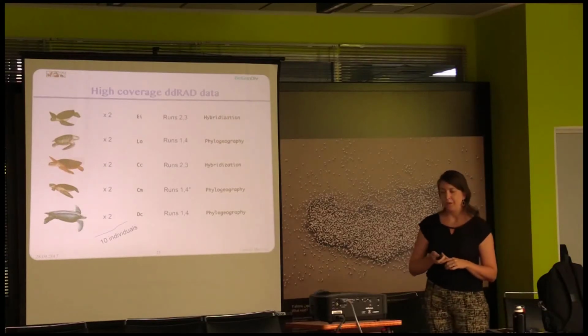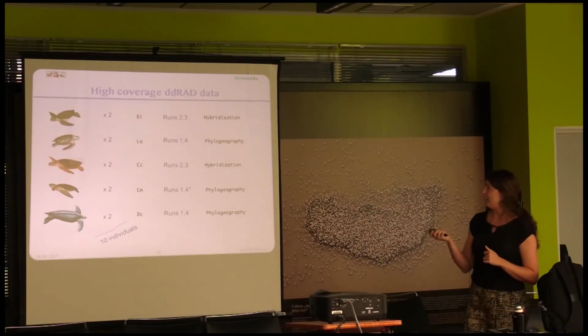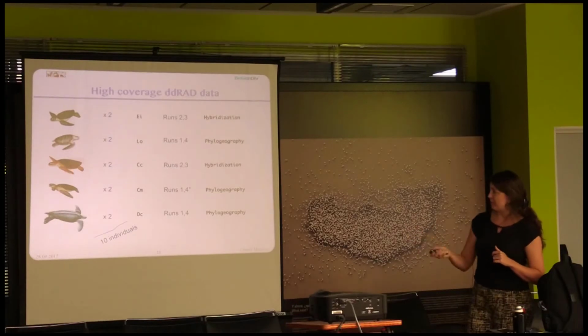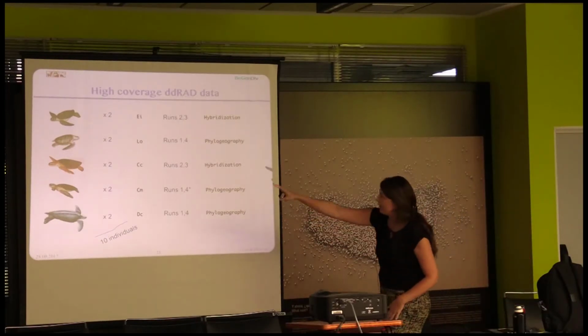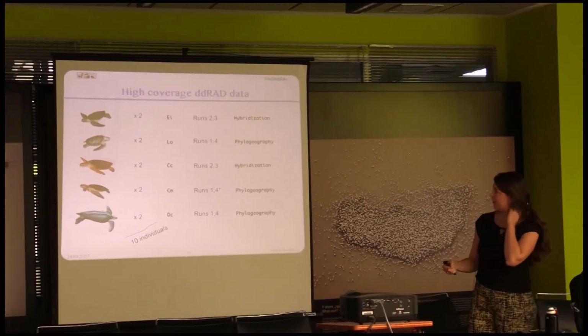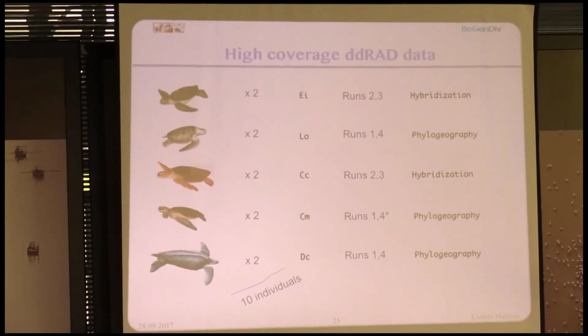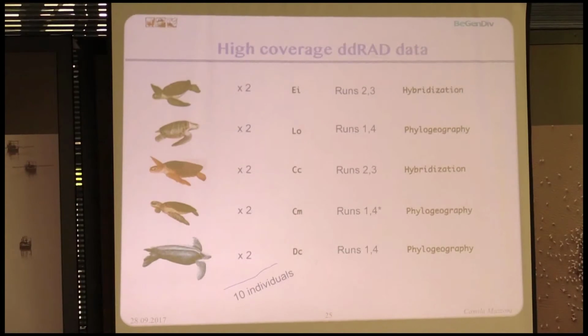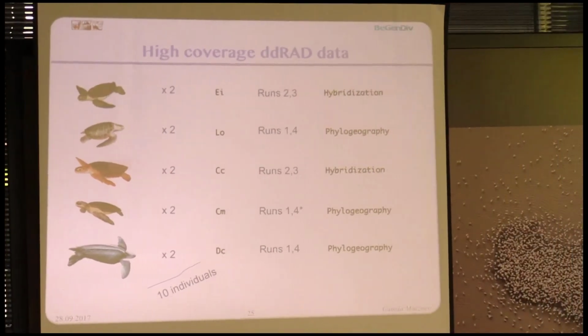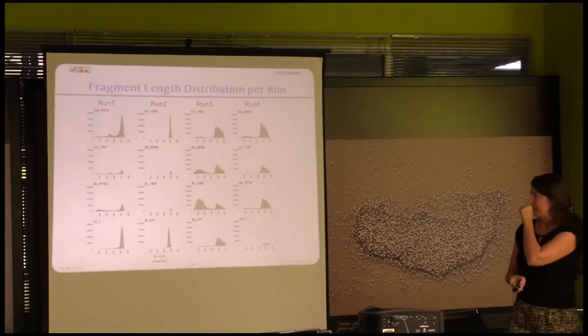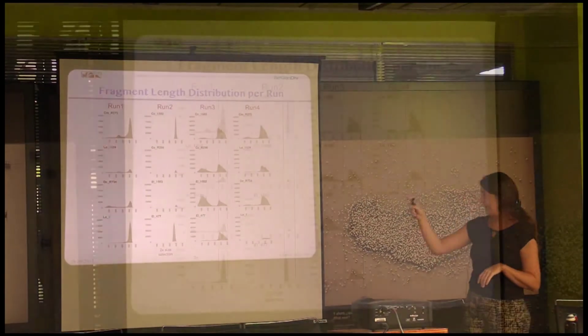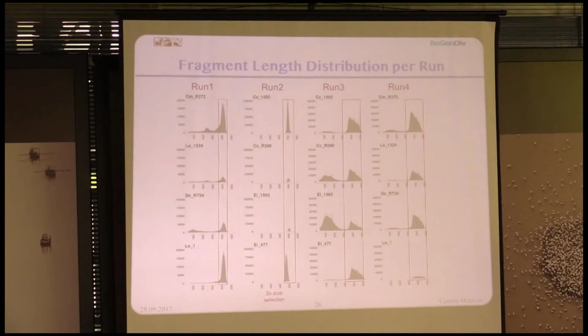So for that, we got our best data, the high coverage ddRAD for all the 5 species. We have 2 individuals of each species, so we had 10 in total. And for each of the individuals, they were in 2 different runs, so they were done independently, with one exception. And they came either from one project or the other, the phylogeography or the hybridization. Here I have then 4 different runs. This is just an example. This is not all the individuals in the runs.